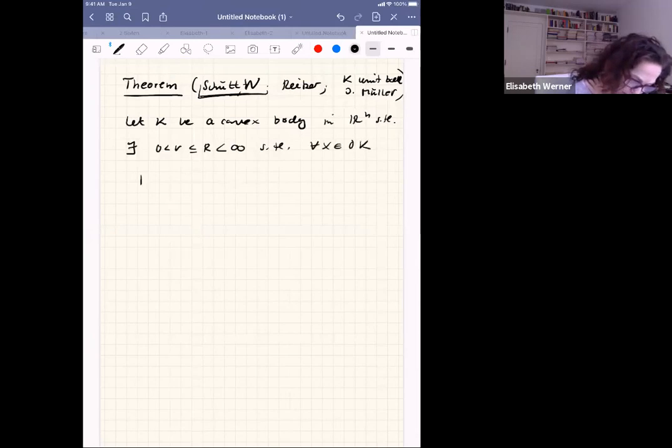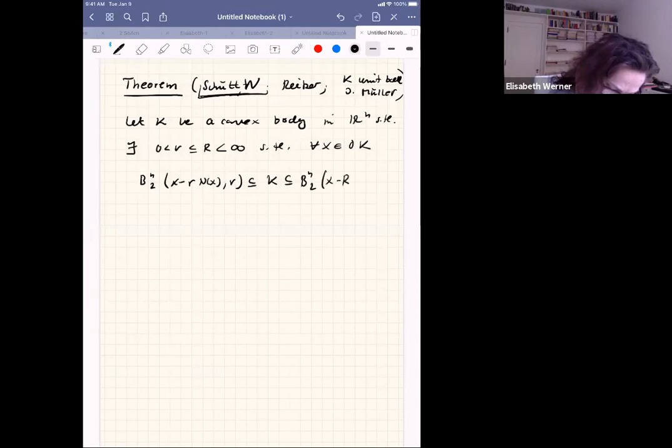If we look at the little ball, and we've seen such conditions in the last 3 lectures, if we look at the ball that is centered at x minus r nx, with radius r, that should be contained in K. But now we also need a condition from the other side, namely that if we look at the big ball, so to speak, then this big ball should contain K. So the picture is like so.